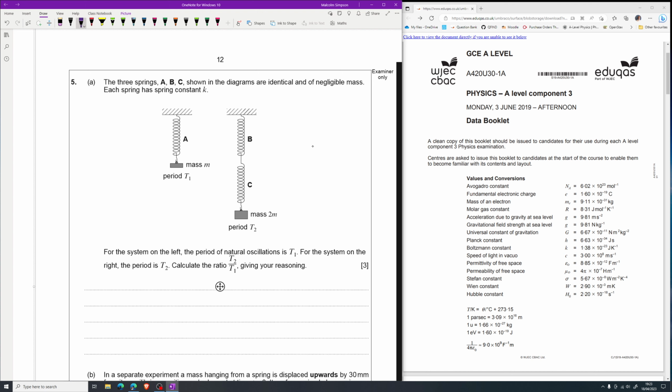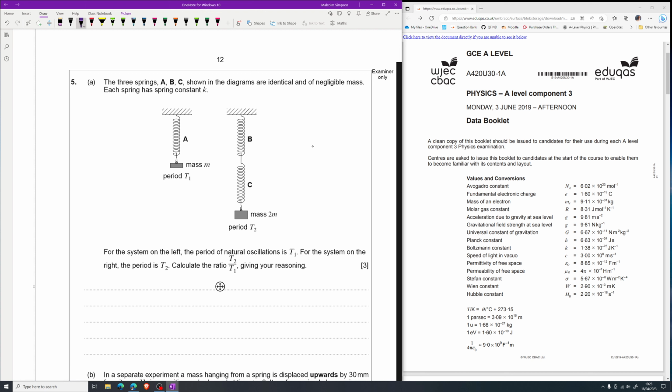So I've got the data booklet right here, so I can just remind myself, if necessary, of that time period equation. It is T equals 2 pi root m over k. It's this one at the bottom there. I don't think you can see my mouse pointer, so I'll highlight it. It is that one. T equals 2 pi times the square root of m over k.